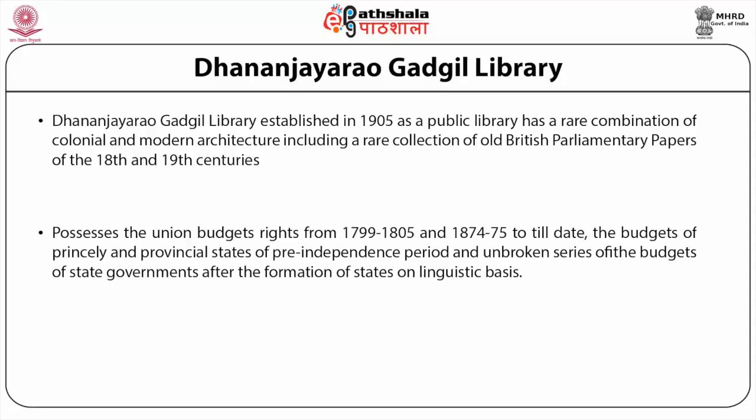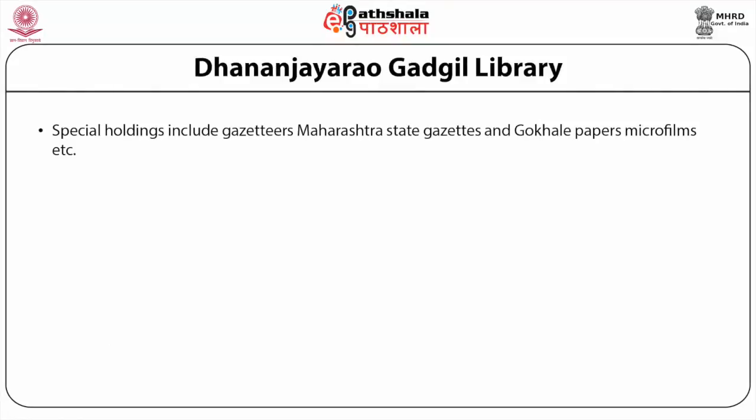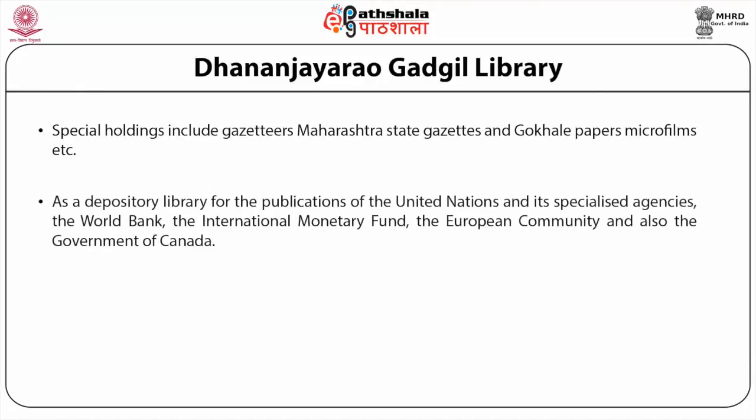The budgets of princely and provincial states of the pre-independence period, an unbroken series of the budgets of state governments after the formation of states on a linguistic basis. The census publications of the Government of India and states right from 1872, the first census of India, till date. Special holdings include gazetteers, Maharashtra State Gazettes, and Gokhale papers, microfilm, etc. It is a depository library for the publications of the United Nations and its specialized agencies, the World Bank, the International Monetary Fund, the European Community, and also the Government of Canada.